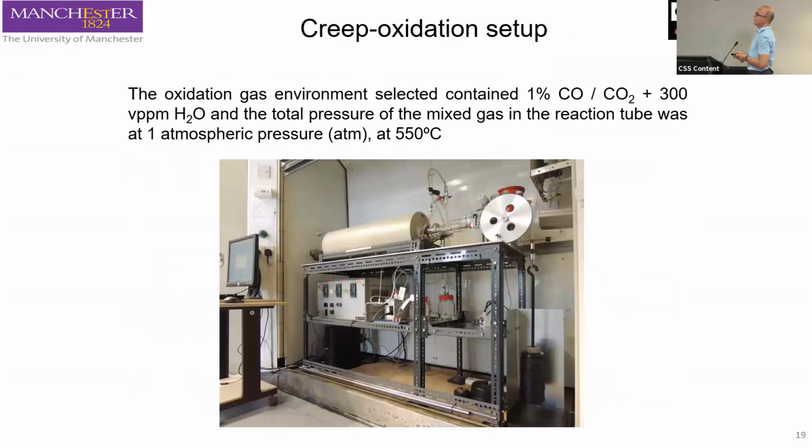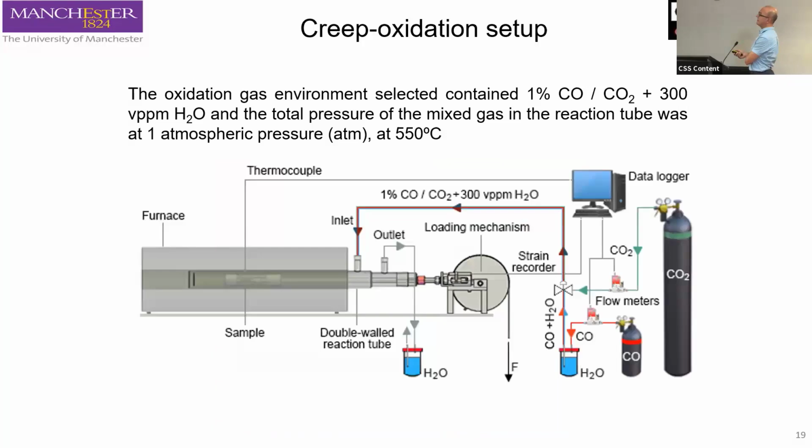And the tests were conducted here at the University of Manchester at atmospheric pressure, 550 degrees, using this rig. The rig is a horizontal creep machine where the samples are loaded or stressed inside this chamber using dead load weight, which is typical for creep type testing. And here we have a schematic of the rig.